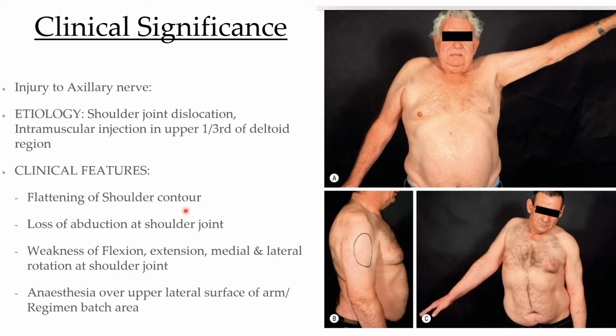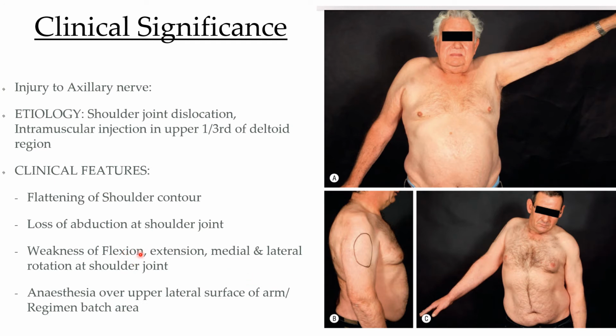Because of the paralysis of the deltoid muscle, the patient won't be able to perform abduction at the shoulder joint. The initial 15-degree abduction will still be there because it is brought about by the supraspinatus muscle, and beyond that, the patient will be unable to perform abduction. As you can see in the illustration here, this man has axillary nerve injury and he is not able to perform abduction beyond 15 degrees.